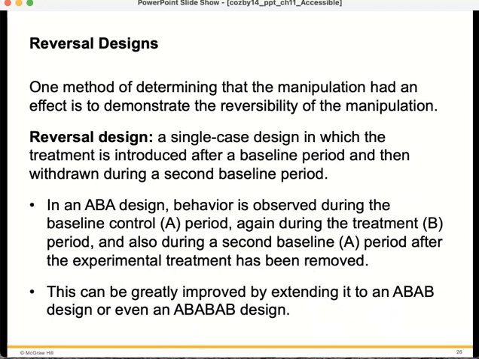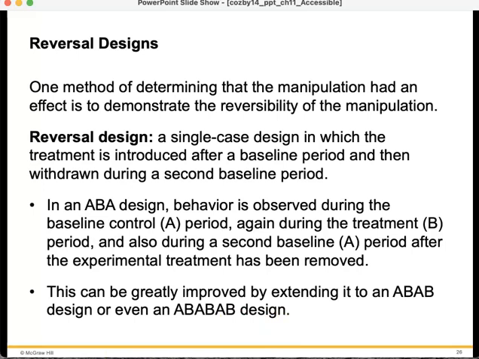As we discussed, the basic issue in single case experiments is how to determine that the manipulation of the independent variable actually had an effect. One method is to demonstrate the reversibility of the manipulation. A simple reversal design takes the following form: you have a baseline period, A, a treatment period, B, and then a baseline period again. So the basic reversal design is called an ABA design. The behavior is observed during the baseline control A period, then during the treatment B period, and also during a second baseline period after the experimental treatment has been removed.